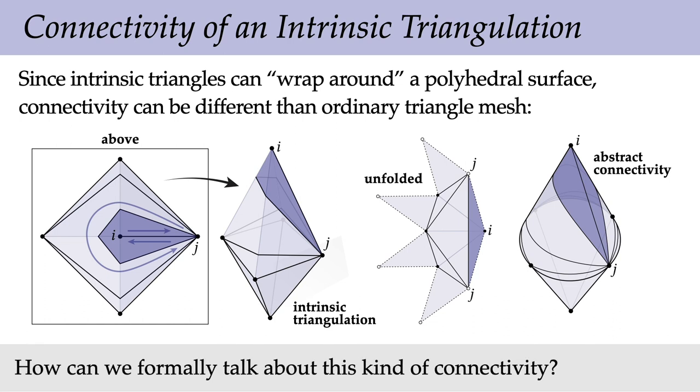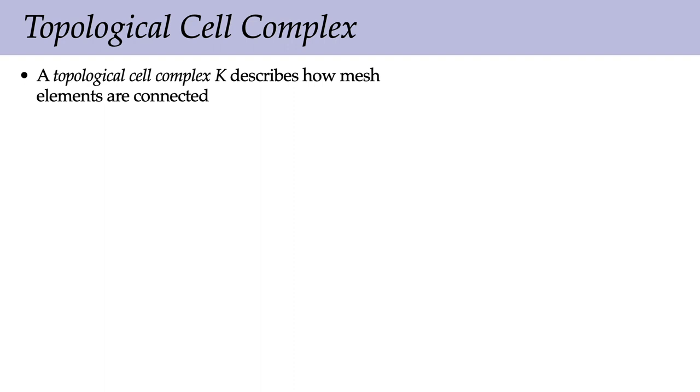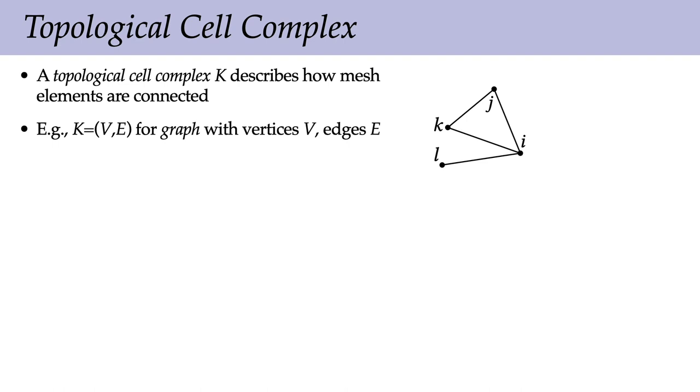So how can we talk about this more formally? How can we really talk about what a triangulation is in this sense? Well, in general, there's an idea of a topological cell complex. So a topological cell complex, which we'll denote K, describes how elements of the mesh are connected. For instance, a really simple example is a graph. A graph has vertices V and edges E, and the edges just say which vertices connect up, right, to form these segments.